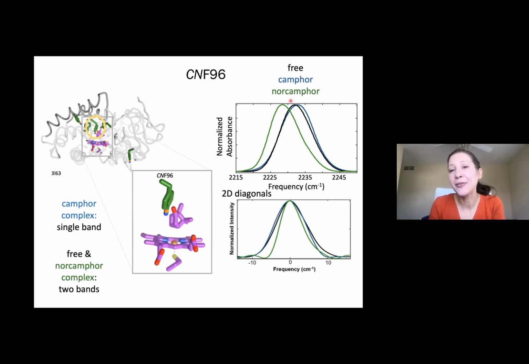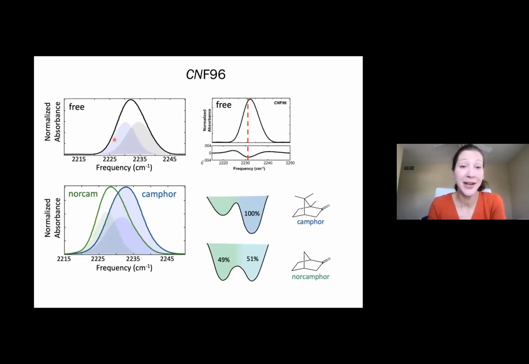You look at the camphor and the free, it looks like there's not a large change, just a small shift, but note that the line shapes are actually quite different, and you can probably see that more here with the 2D diagonals. In fact, the free was best fit by two bands like we found for the other residues, and that's supported by the second derivative. We don't pull out two minima, but the minimum of our second derivative does not overlap with the max of our linear absorption as it should if it was a single state.